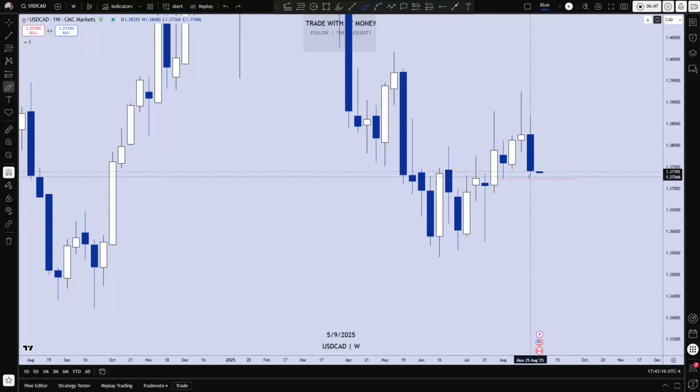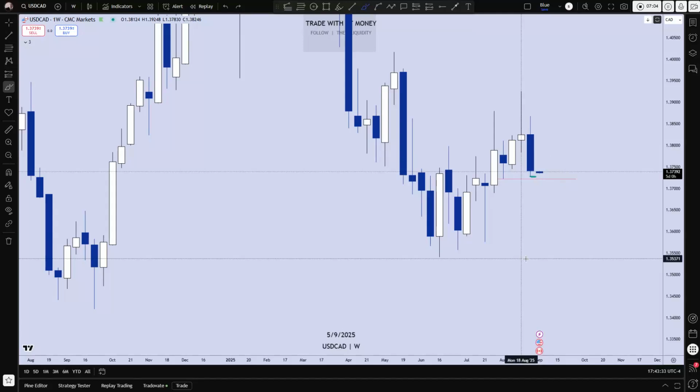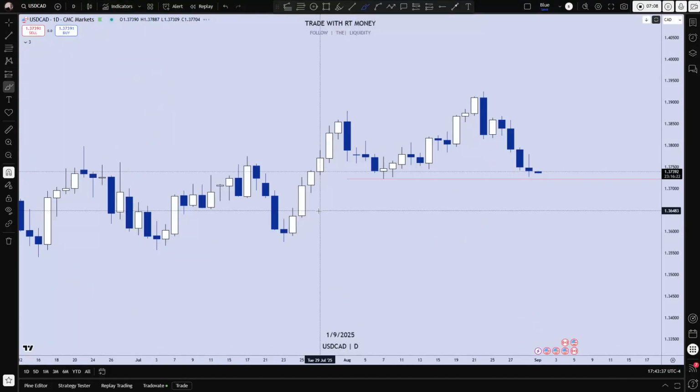But right now, I'm looking for price to take out this low and quite possibly that low with a wick and then continue up into this candle, towards the 50% of that candle. I want to see if it respects it or not. All right, if we go down to the daily, I hope you're following my logic so far.